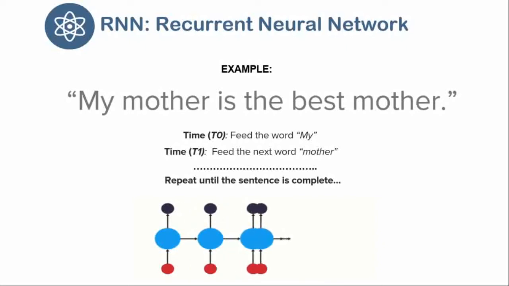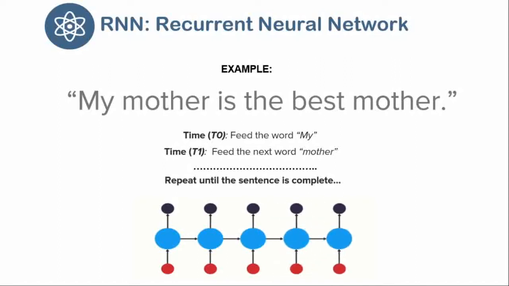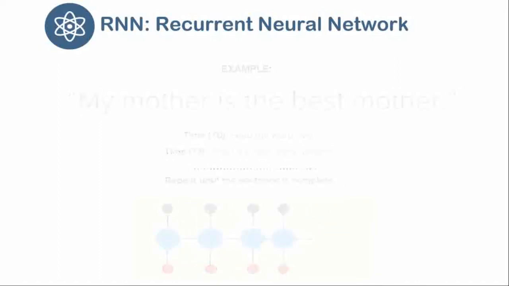My mother is the best mother. For this sentence, at time t0, the first step is to feed the word "my" into the network. The RNN produces an output. At time t1, at the next step, we feed the word "mother" and the activation value from the previous step. Now the RNN has information about both words, "my" and "mother".